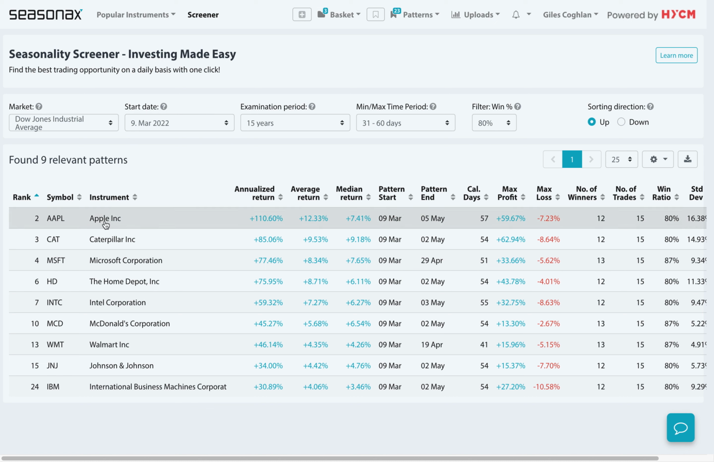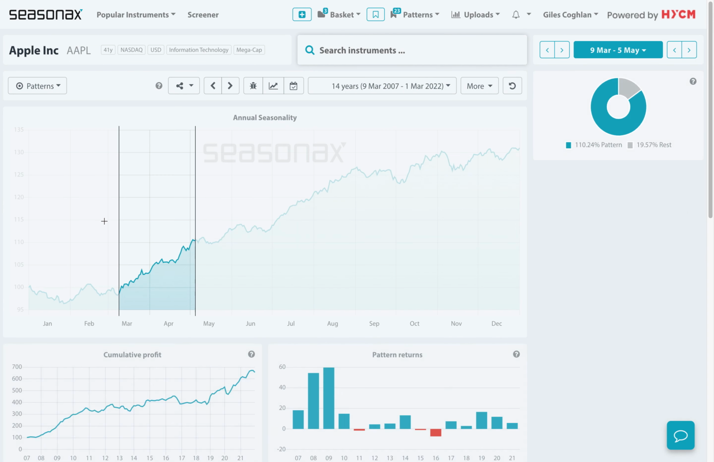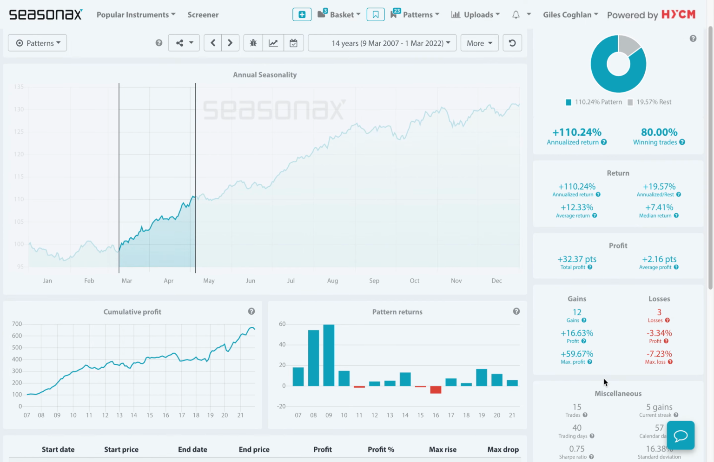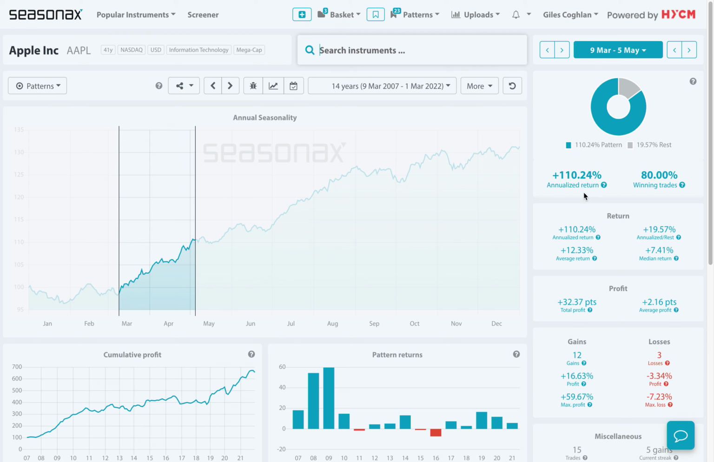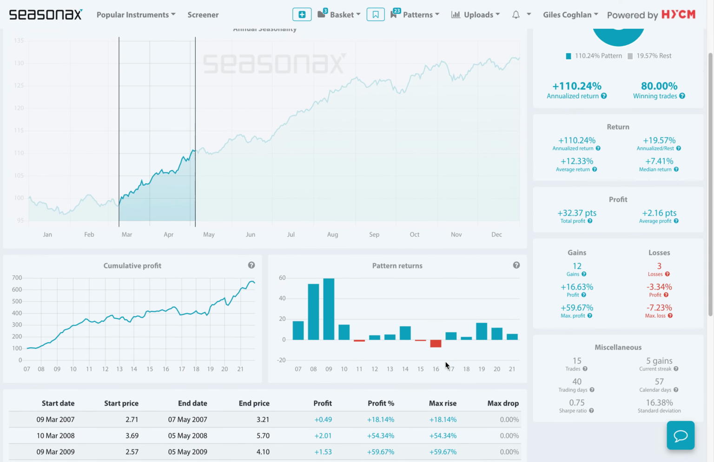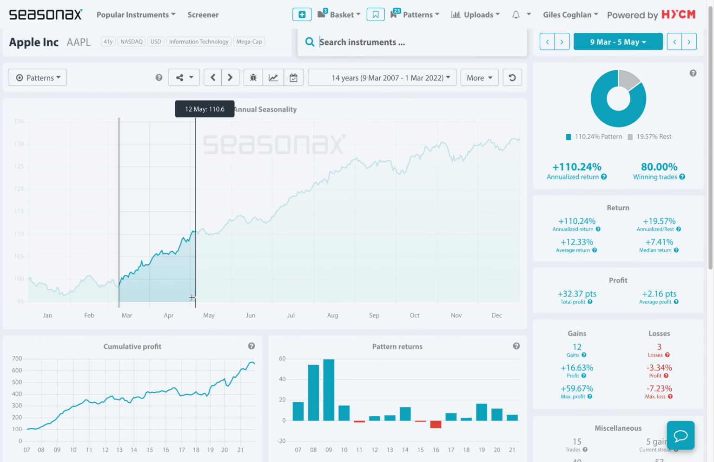Now, Apple, you can see, has 12 gains out of the last 15 years. And the maximum gains have been quite impressive, 59 plus percent. And the maximum loss has been a relatively mild minus 7.23%. And actually, the annualized return has been very impressive at 110%. So remember that Apple has had some very strong seasonal patterns between 9th of March and 5th of May.